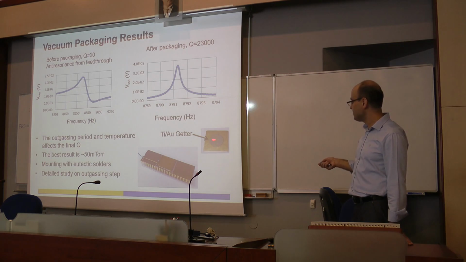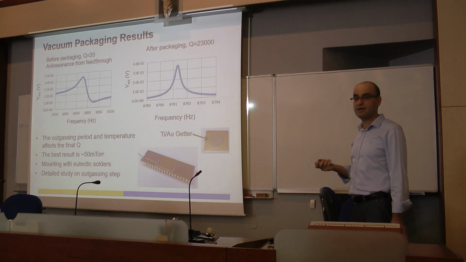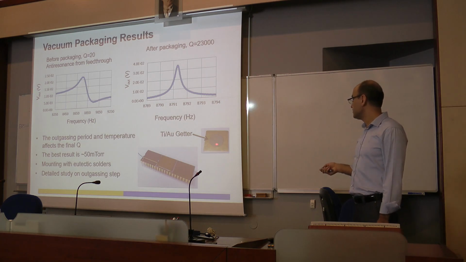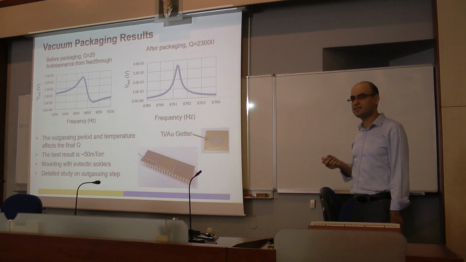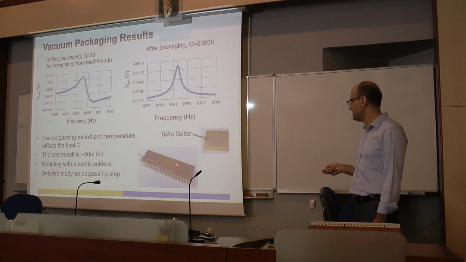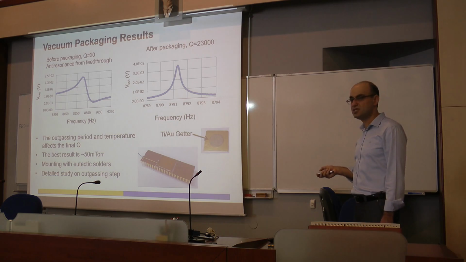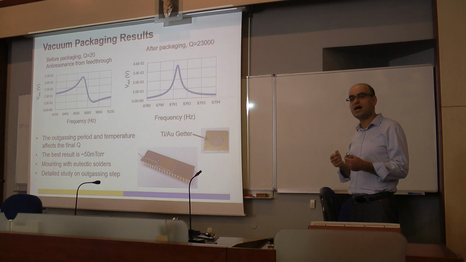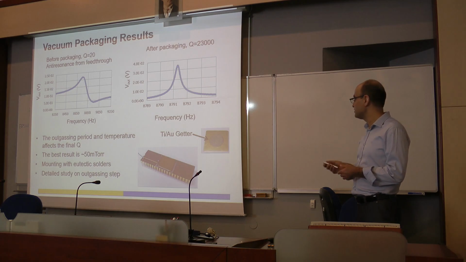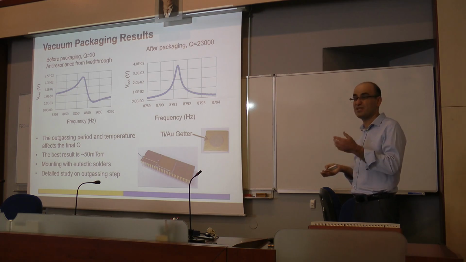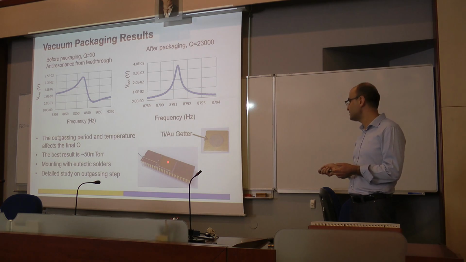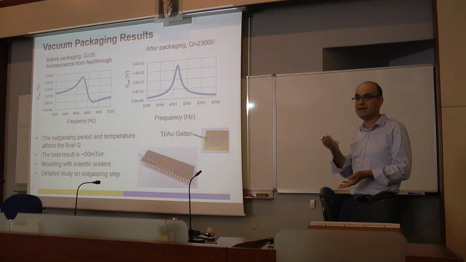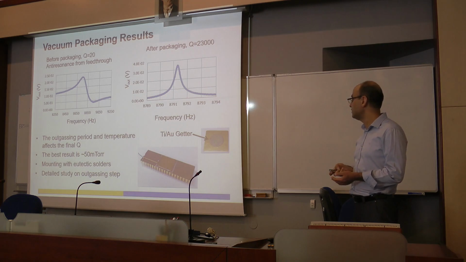So the getter, this is common in the MEMS industry, the MEMS people know this. When you don't have any active pump when you seal your lid to the package, then your vacuum is not stable, or you can't reach the levels that you want. So people use titanium. Whenever something outgasses in the cavity, this titanium reacts with that gas and keeps your vacuum low.